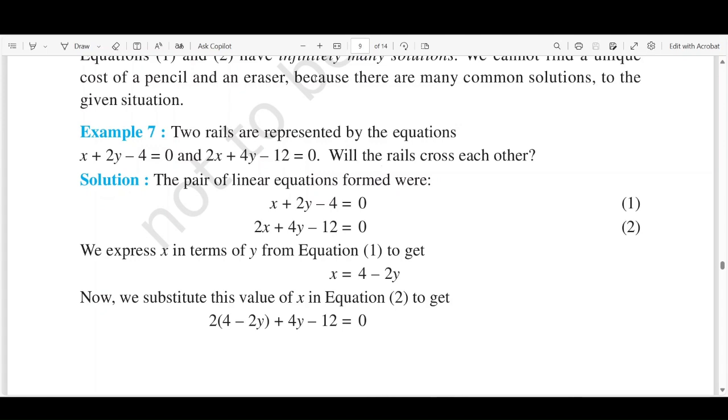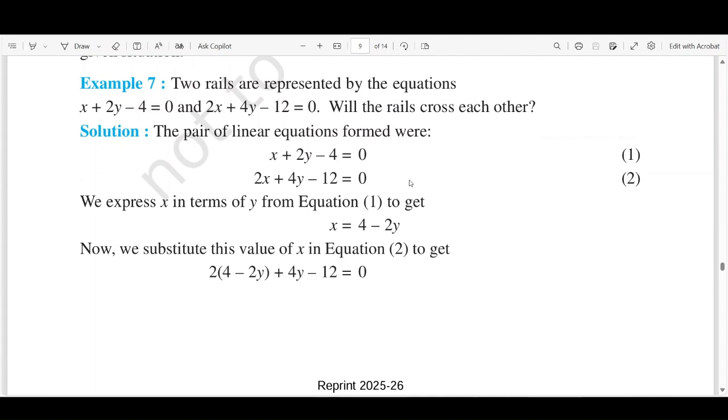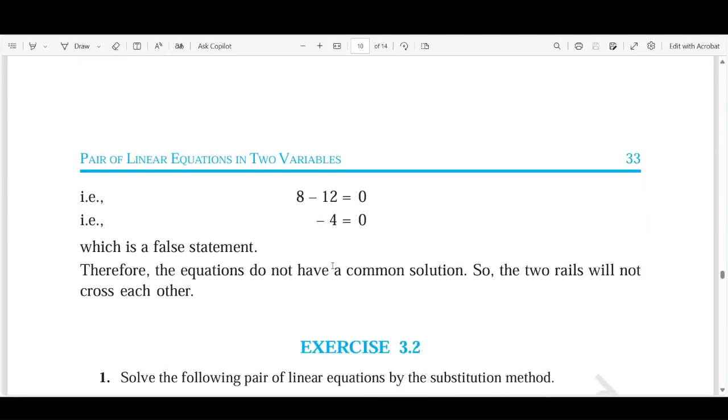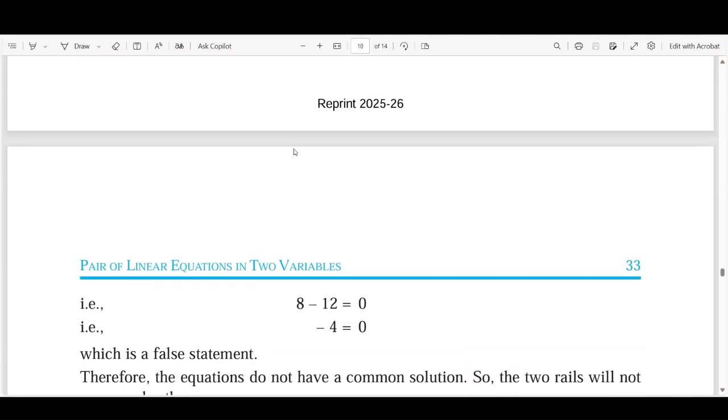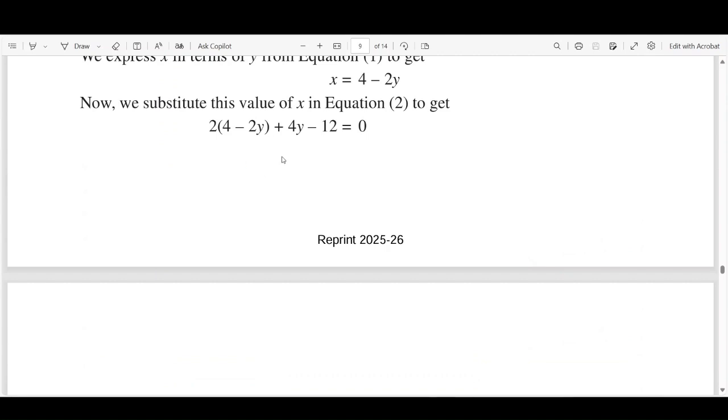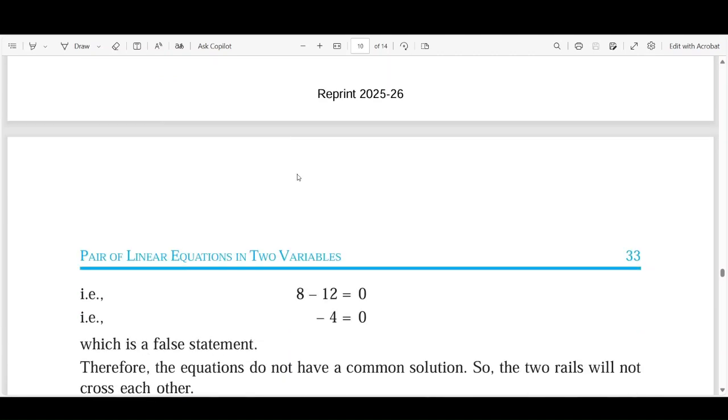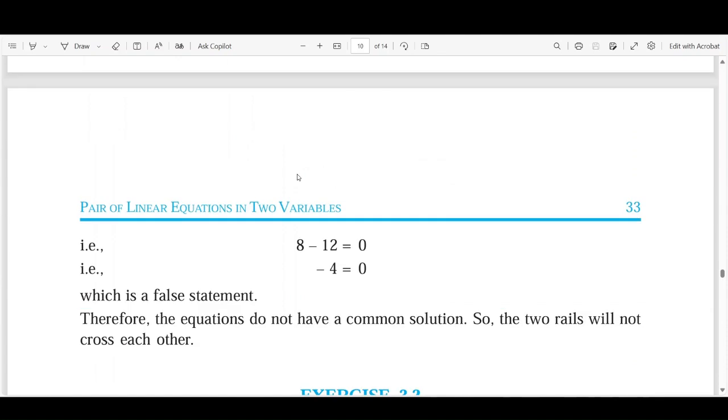So what we are going to do is apply the method of substitution. Let us take the first equation and rewrite it as x equal to 4 minus 2y, and substitute in the second equation. If you simplify, again the y variable is getting eliminated, and now we get 0 minus 4 equal to 0, which is not at all true.